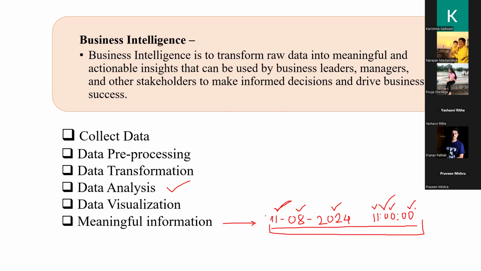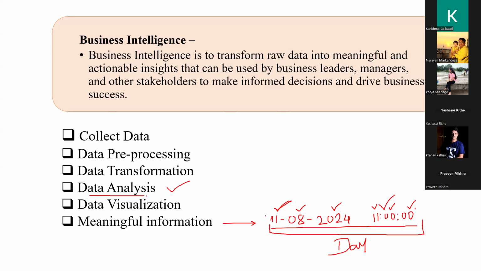For example, from this date and time, can we find out the day? Is it possible? Absolutely possible, right? So we can find out the day. Yes, this information is hidden, but we are not concentrating on that information. So there are some data analysis terms and data analytics methods through which we can find out some hidden information.